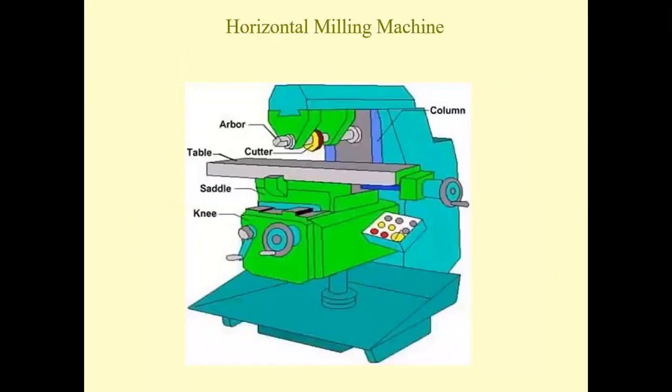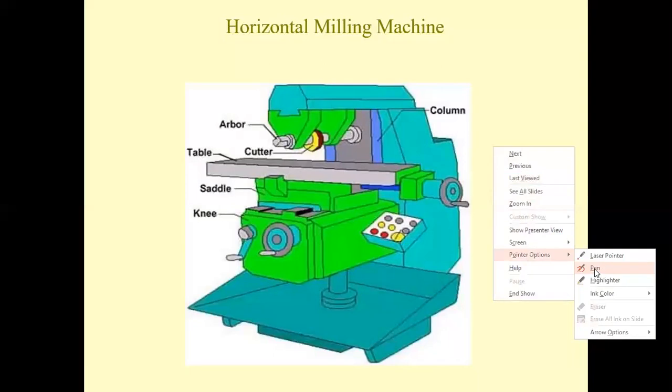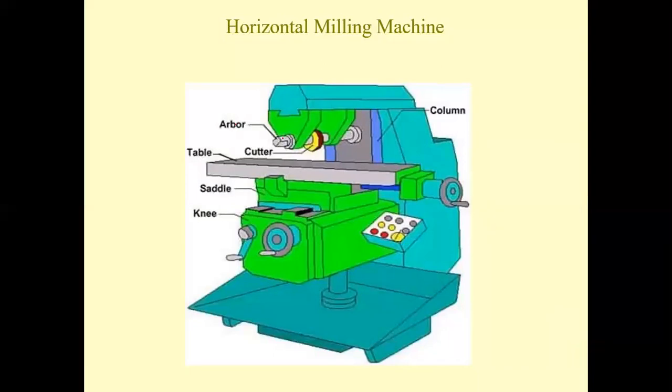So this is a typical horizontal milling machine, which we have seen in the last class also. If you look, this is the arbor, on which is mounted the cutter. This is the work table. On this table we keep the workpiece, and this workpiece comes in contact with the rotating cutter.